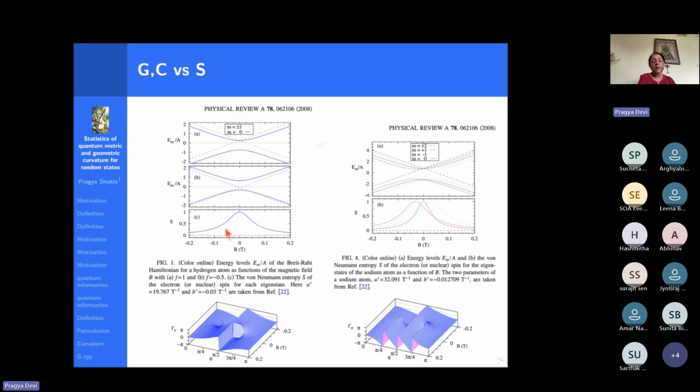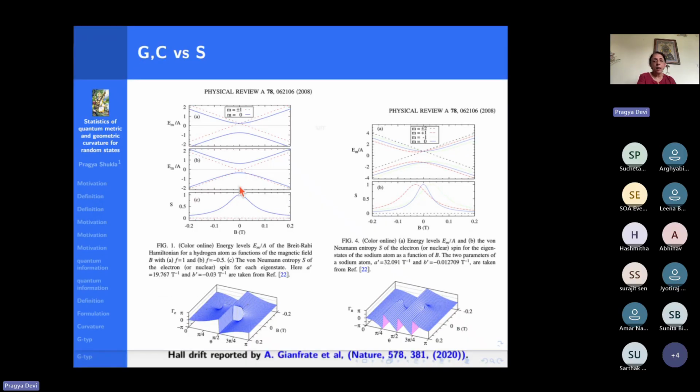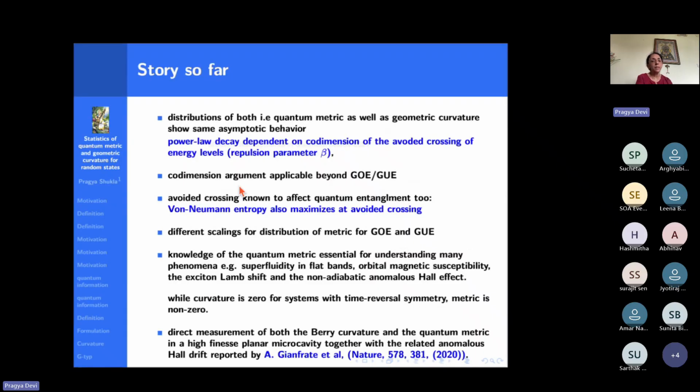The von Neumann entropy, which is also called the entanglement entropy, of the two spin degrees of freedom becomes very large. So you see, and they have many more results like that. If you are interested, you can go watch that. So it seems avoided crossings do play a very important role in the physics of these random states.